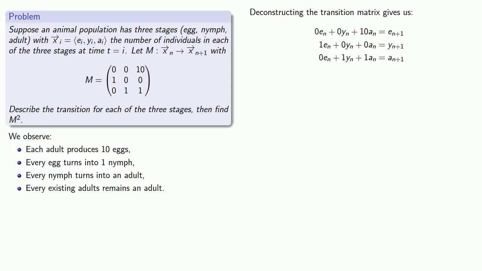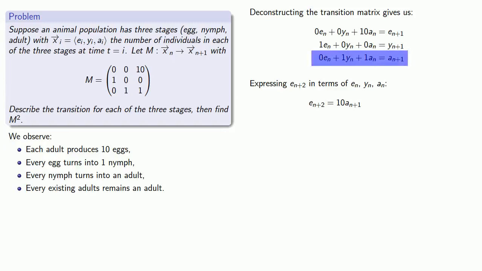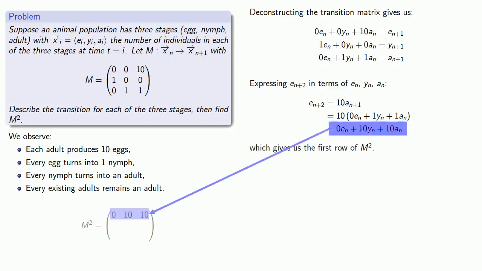The number of eggs at time n plus 2 is 10 times the number of adults at the previous point in time. So it's 10 times a_{n+1}. But I know that a_{n+1} is 0 e_n plus 1 y_n plus 1 a_n. So I'll drop that into my equation, and I have the number of eggs at time n plus 2 in terms of the number of eggs, nymphs, and adults at time n, and this is what I want for my first row of M squared.